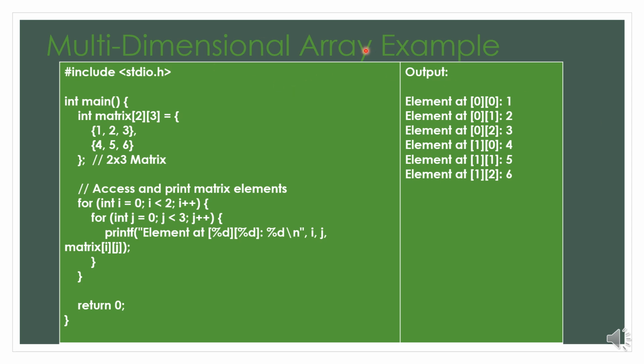This is an example for a multi-dimensional array. Here we use 2 sizes: the matrix row size is 2, and the matrix column size is 3. The number of elements in the two-dimensional matrix is size 1 into size 2. Here size 1 is 2, size 2 is 3. So the total number of elements is 6. I previously explained how to access and print matrix elements. Here we use a 2-dimensional array, so we use a nested for loop to print the elements.